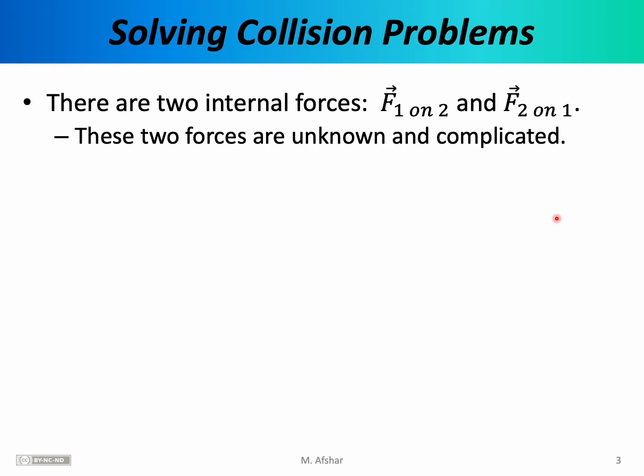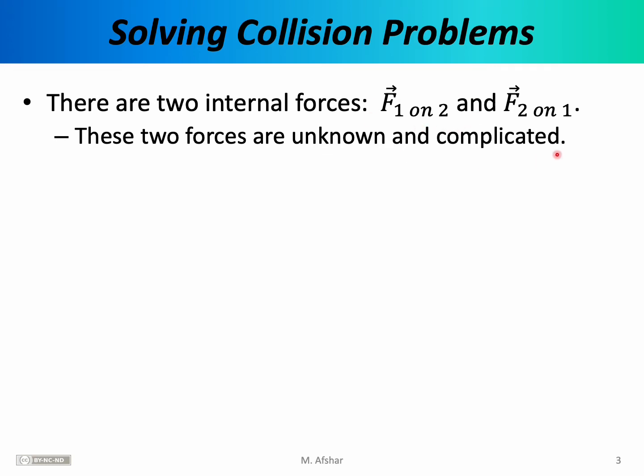When it comes to the collision of two objects, there are two internal forces. Generally speaking, there's the force of object 1 on object 2, and then of course there's the reaction, which is the force of object 2 on object 1. If either one of these two forces is known, then the other one is known as well, because Newton's third law of motion tells us that one of them is the negative of the other one. They have the same magnitude, but they point in opposite directions.